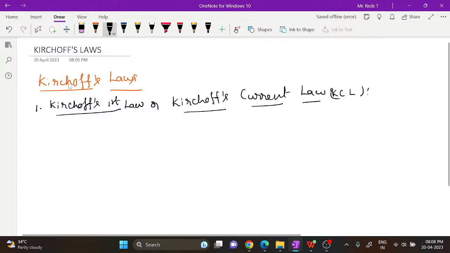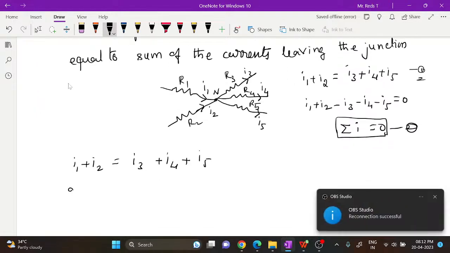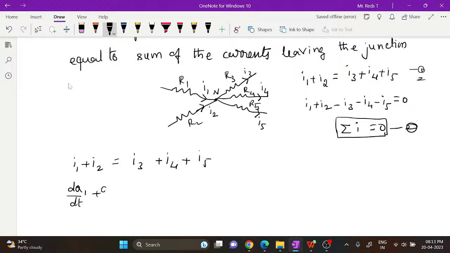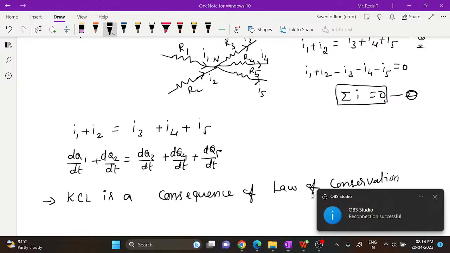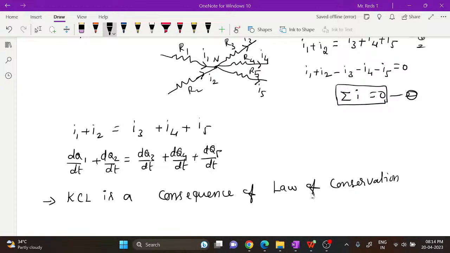The statement, in terms of charge, you can express as I is dq by dt. So through the first resistor you can take it as dq1 by dt, plus I2 can be expressed as dq2 by dt, and I3 you are taking similarly. So if you cancel out dt, you get the conservation of charge.